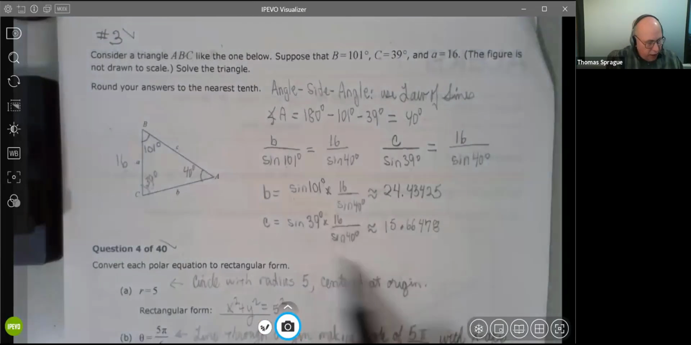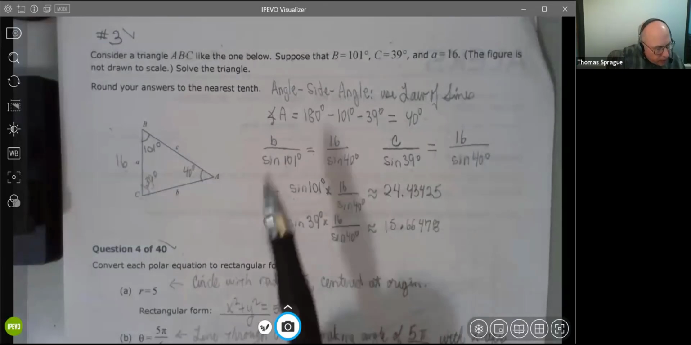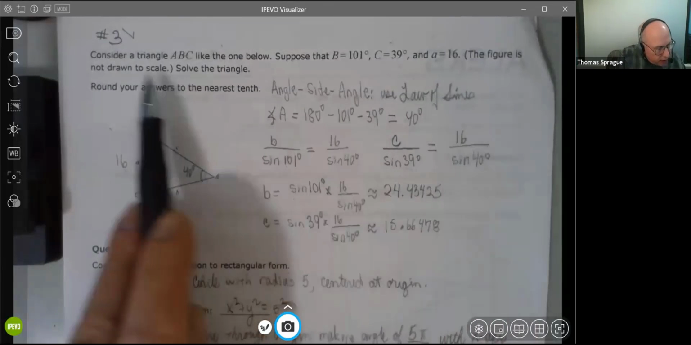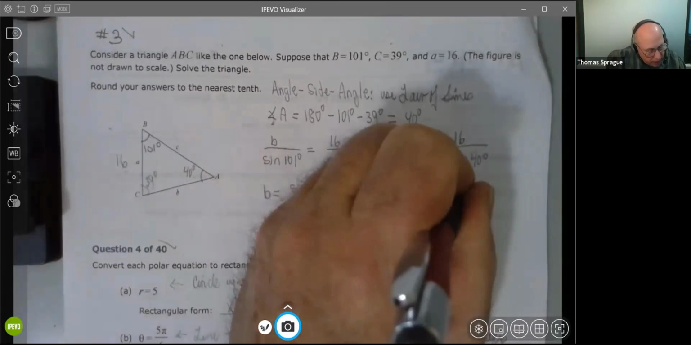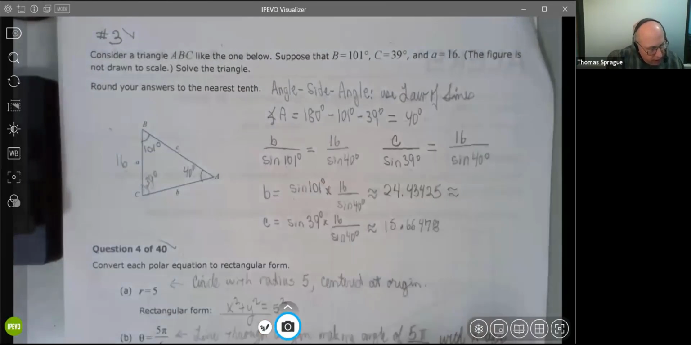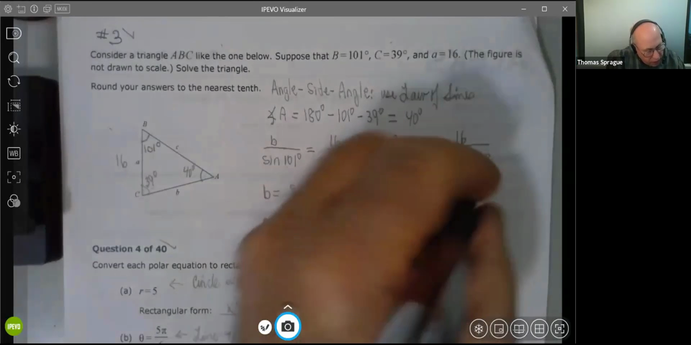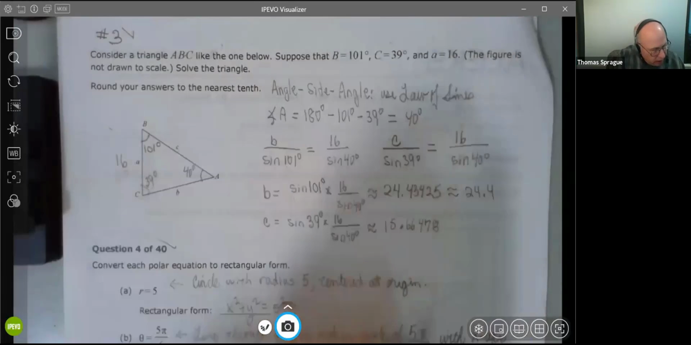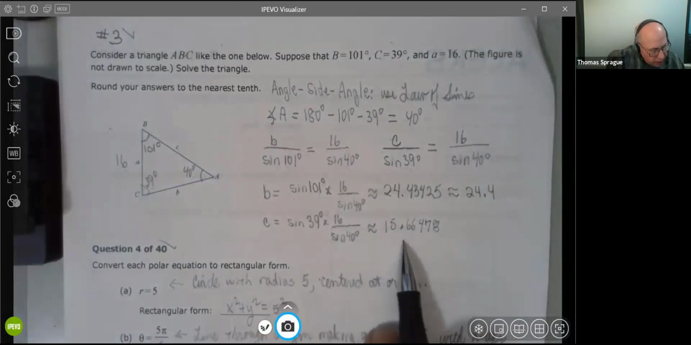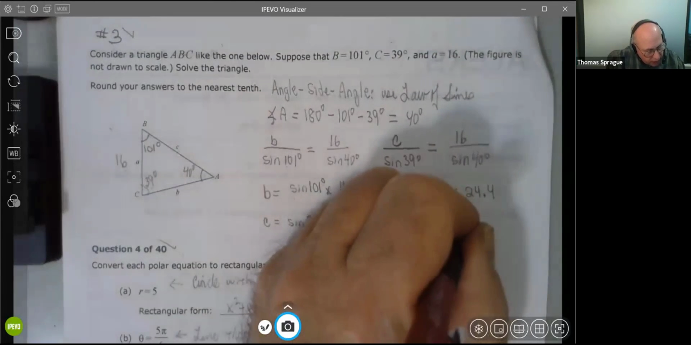And then you just put it on your calculator. And what did they ask you? To the nearest 10th. So I'm going to round these off. Little b, I get 24.4. And little c, I get 15.7.